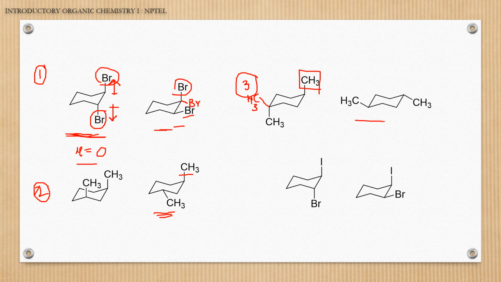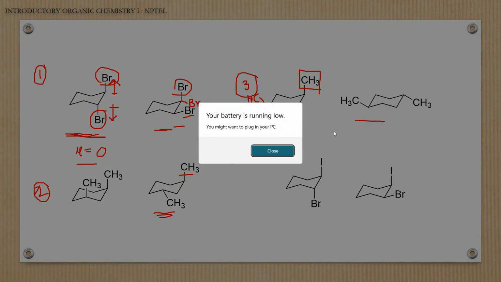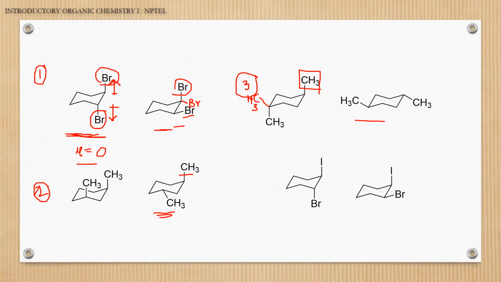So which one will be preferable? Which one will be more stable? The trans one, because in this case both methyls can have the equatorial positions, right? But if you take up the cis conformation, one axial methyl should be there. So here you can see that the trans conformation is preferred. Is it clear to everyone?